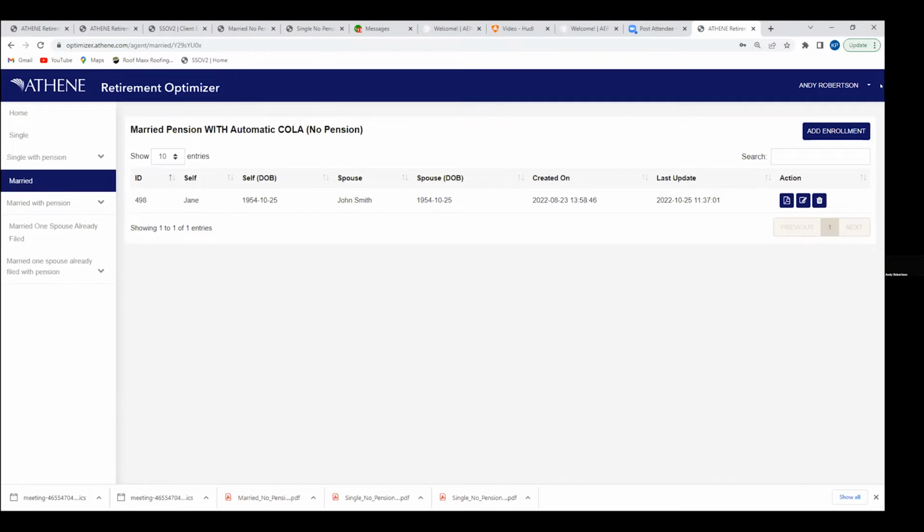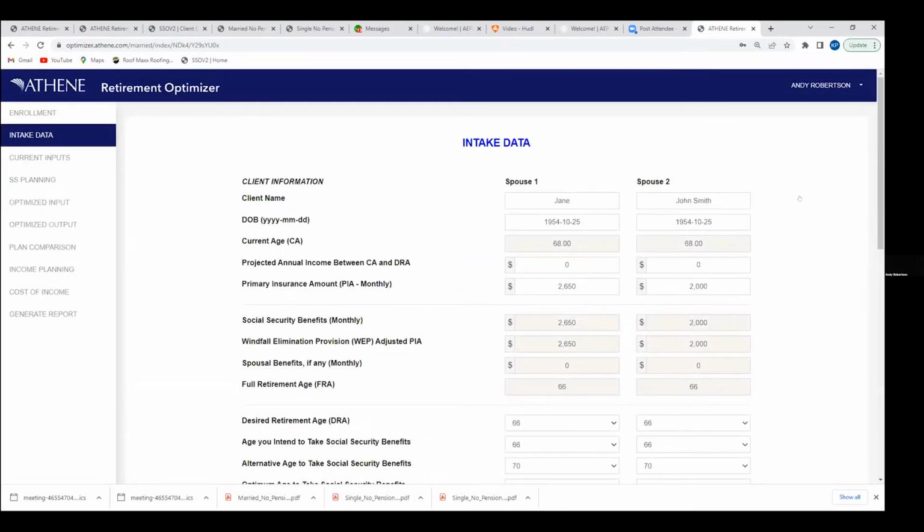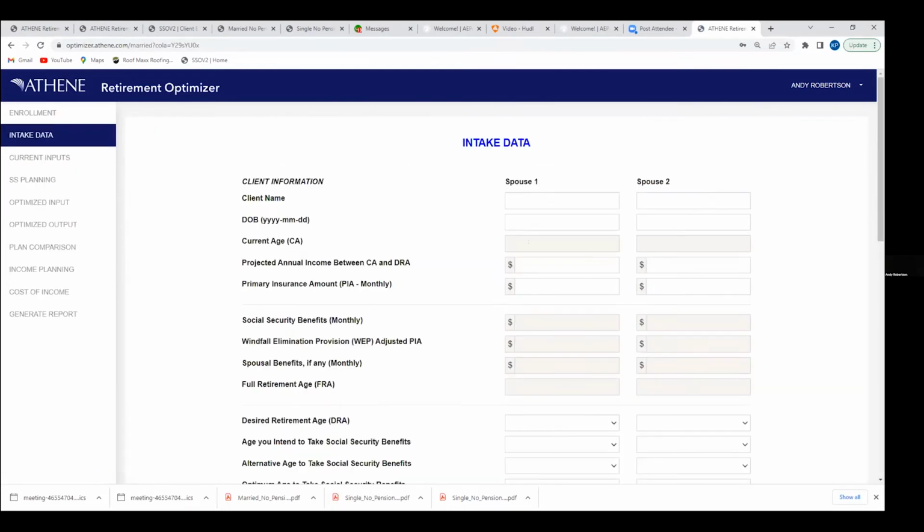I want to focus on one of the case studies that we routinely use, and I probably covered or used this case study, at least I think I may have, during our time together when we did our training. So normally what happens is to build a case, you hit enrollment. Okay, and now if I say add enrollment, now it's going to allow me to start entering the data I need to enter to build a case.